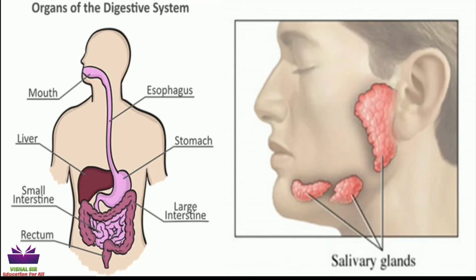As the food is being chewed in the mouth with the help of teeth, at the same time saliva, which is produced by the salivary glands, as you can see in the picture, gets mixed with the food and helps during the process of chewing. Children, saliva contains an enzyme called ptyalin. This ptyalin helps to convert the starch present in our food into a sugar called maltose.